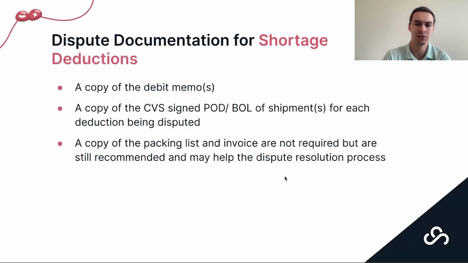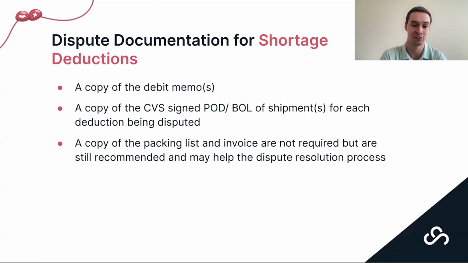As for shortages, once again, a copy of the debit memo, which comes from Image Silo. Additionally, they're going to recommend you provide a CVS signed POD or BOL of the shipment for each deduction that's being disputed. And then they also recommend a packing list and an invoice. They're not required, but they are still recommended and may help in the dispute resolution process.